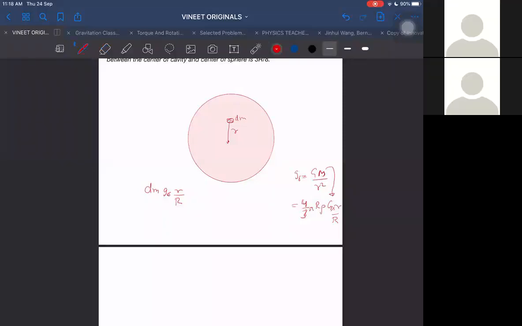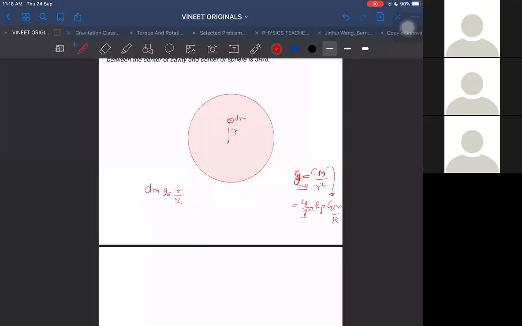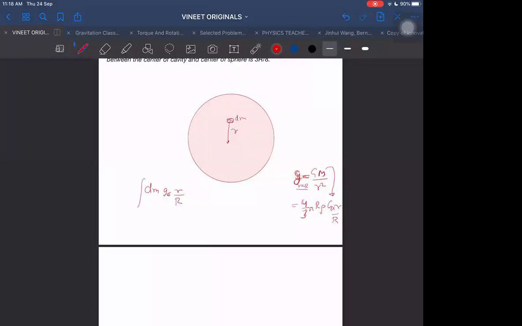This is not g at the surface. This is g at the point, sir, the inside point. It is inside point only. It is for r less than R, sir.